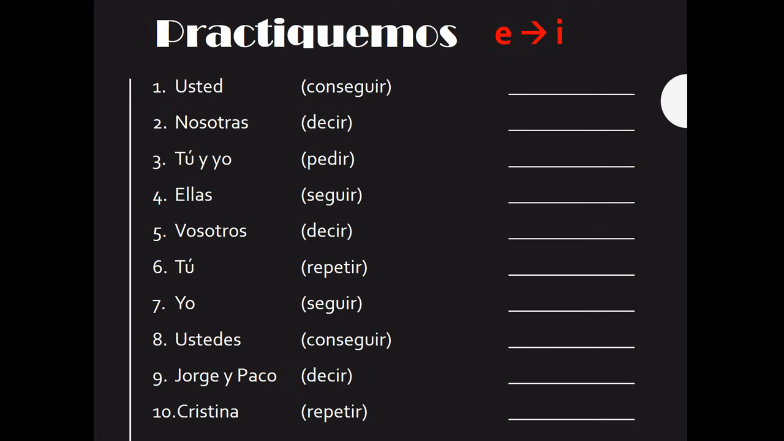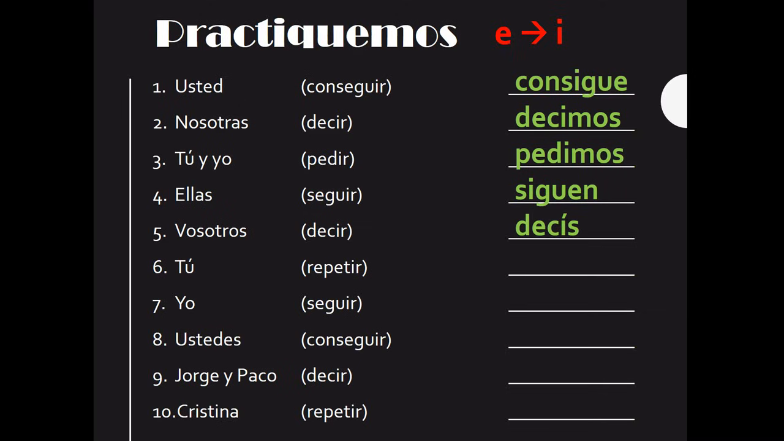All right, número 1, usted consigue. 2, nosotras decimos. 3, tú y yo pedimos. Que nosotros, no, that's why there's no stem changes in that one. Tú y yo turns into nosotros. Ellas siguen. Vosotros decís. Again, no stem changing because it's a vosotros.